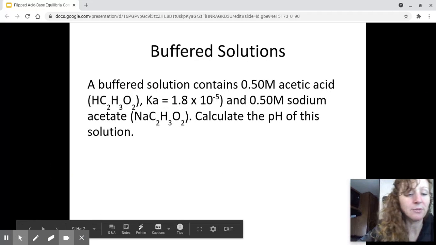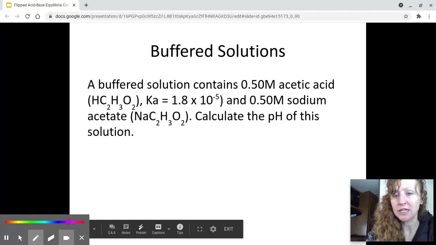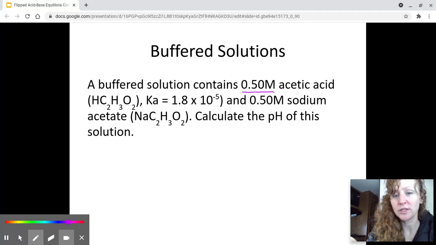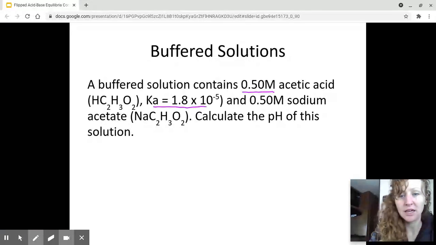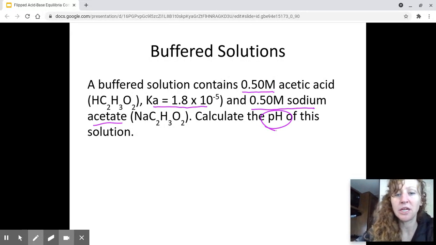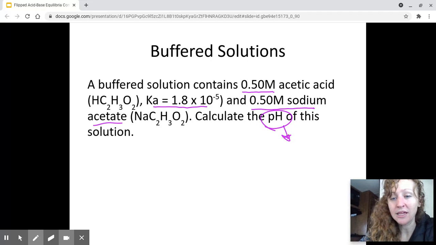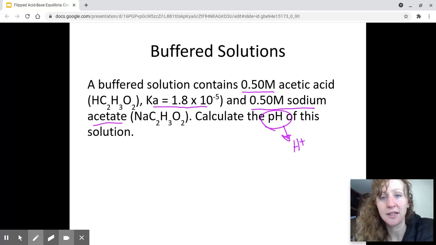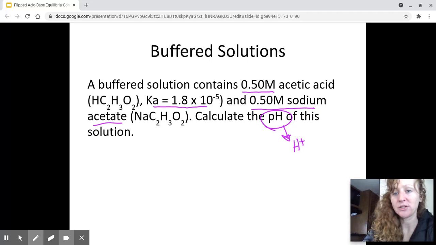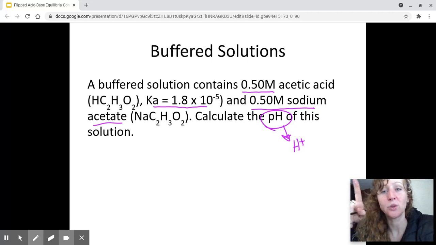Okay, so for example, we have a buffered solution and it contains 0.5 molar acetic acid. Here's its Ka, and 0.5 molar sodium acetate. Calculate the pH of this solution. Okay, so in order to calculate pH, remember I care about my hydrogen ion concentration. So no matter what reaction I have, it has to contain a hydrogen ion because that's the thing I care about. So let's pause and do our step one.